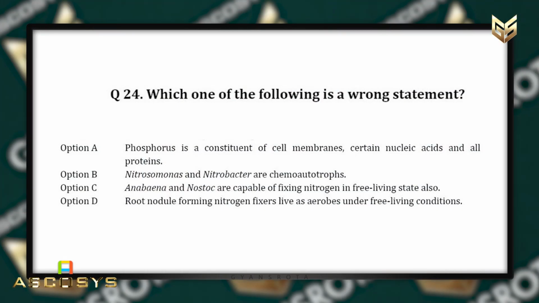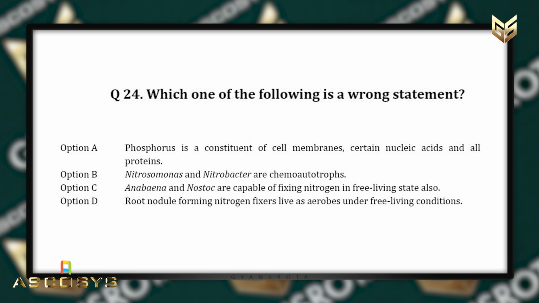In question number 24, you can see which one of the following is a wrong statement. Option number A, phosphorus is a constituent of cell membrane, certain nucleic acids and all proteins.